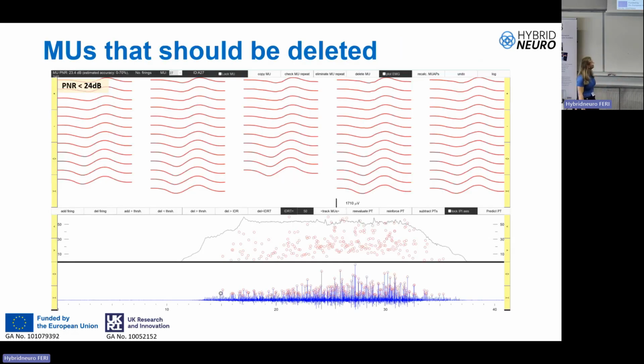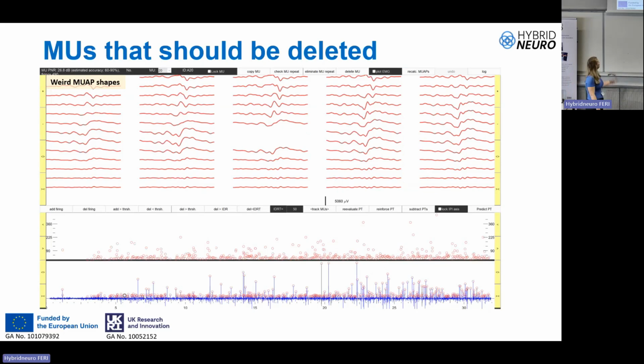And here we have some examples. So here we have a motor unit with a pulse to noise ratio which is lower than 24 decibels. And you can see that the pulse to noise ratio is low because that motor unit is really poorly recognized. The accuracy of the identification is catastrophic, and we don't even have any clear pattern in the instantaneous firing rate. This is another motor unit that should be deleted.